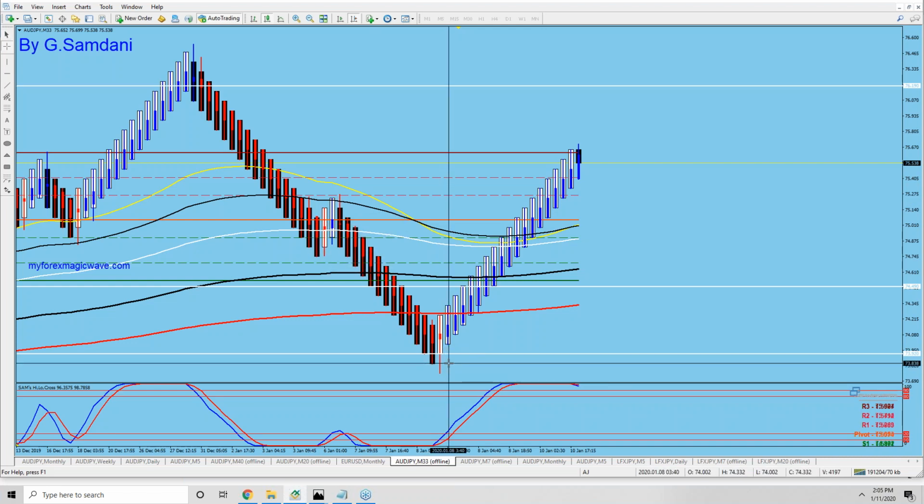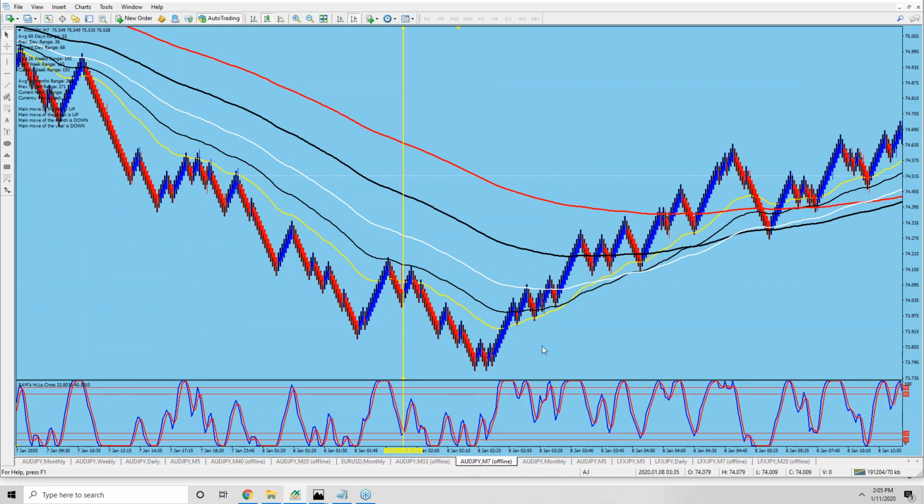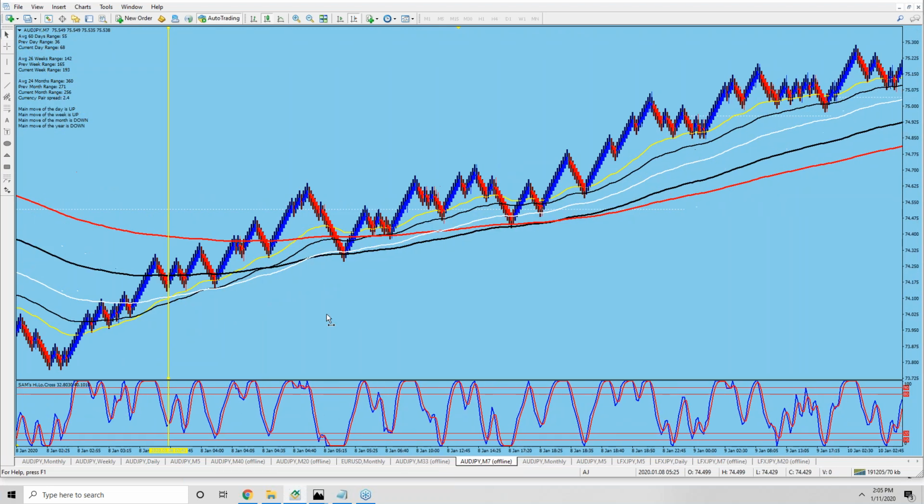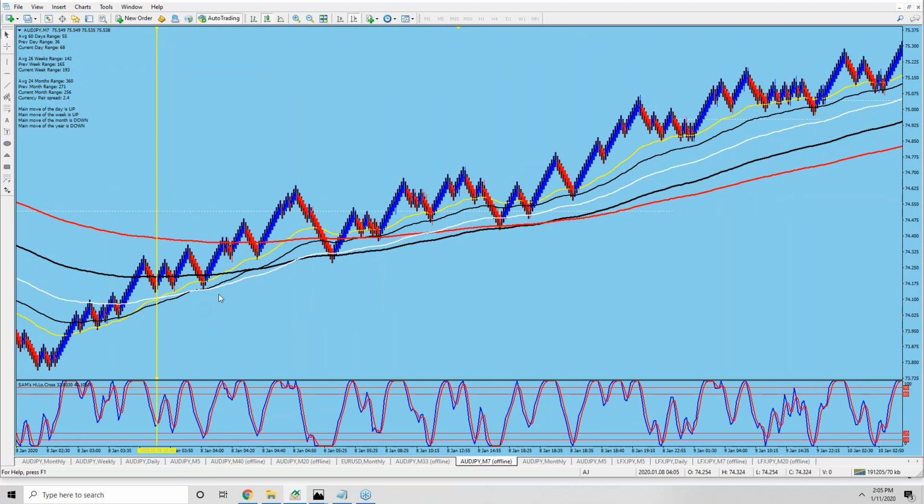What time is it? 18340. Okay, 18340 is when? It is right here. So now, are we bullish yet? No, we are bearish. We are below the red line. But what about here? The red line is right here. So the yellow is above the red. Yellow is also above the black.